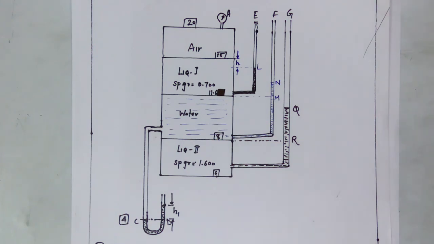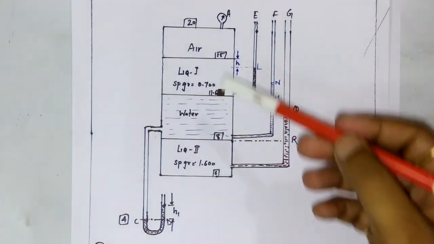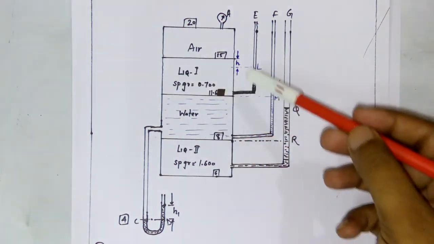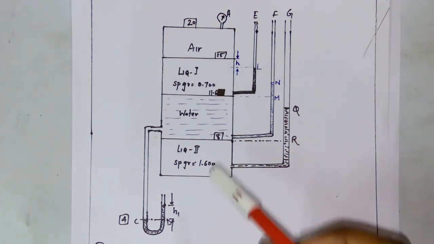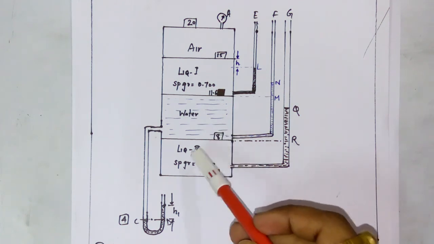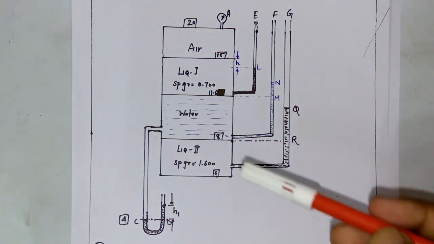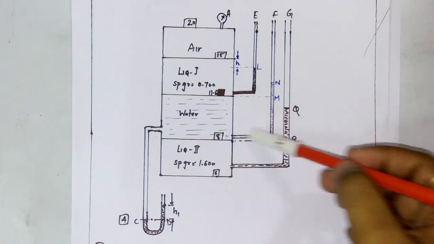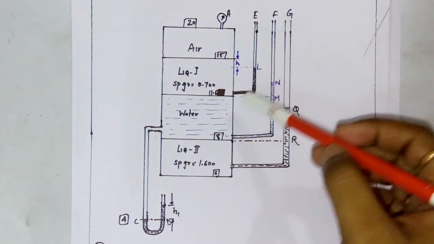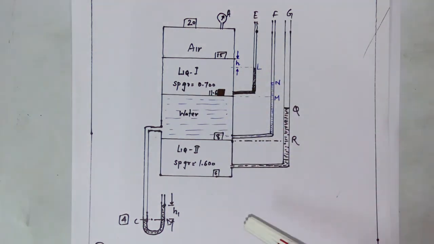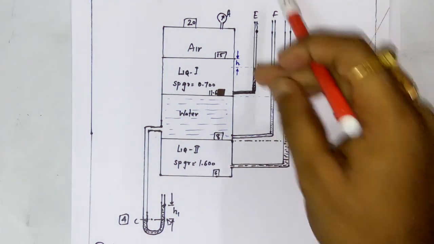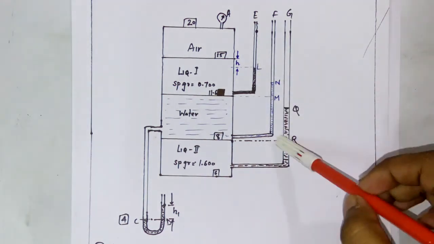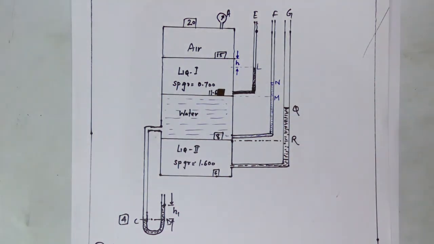Now see, there is a problem like this. You can see that there are different layers of fluid. First is air. The second chamber is filled with liquid 1, which has a specific gravity of 0.7. The third chamber is filled with water and the fourth chamber is with liquid 2. Through each of these there is passing a piezometer tube. You have to find the elevation of the liquid in the piezometer tubes, these heights of the liquid columns.